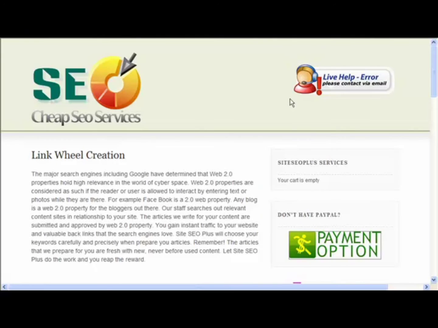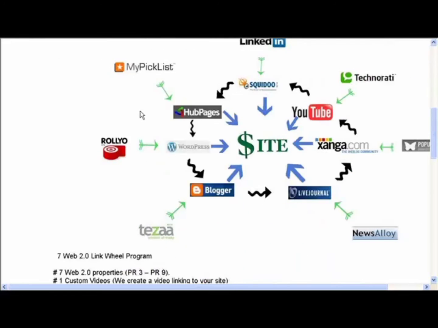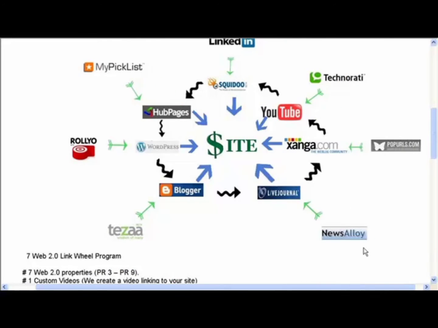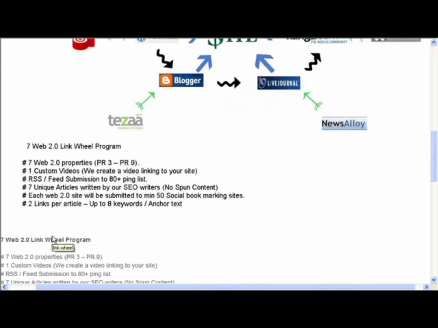I don't know how much I trust them, because let's face it, they've got an error up here. They don't have any pricing on it either, which instantly puts me off. However, one thing they do, which is rather nice of them, is here you are. Here's some very nice ideas for sites that you can use. So there's a number of sites here you may want to use: Xanga, LiveJournal, NewsAlloy, and so on. So some good ideas here.